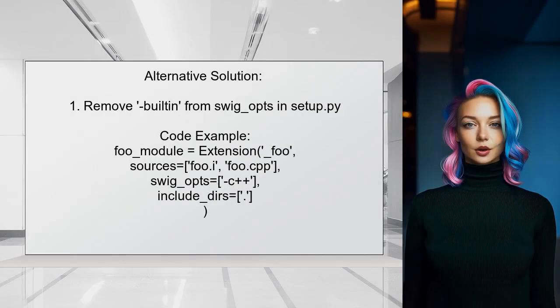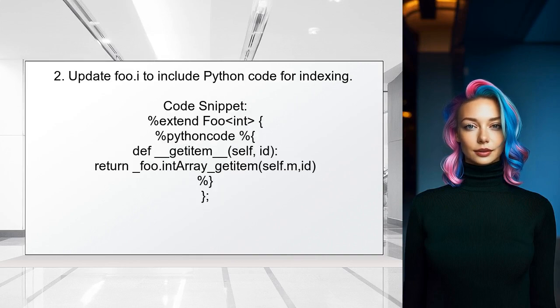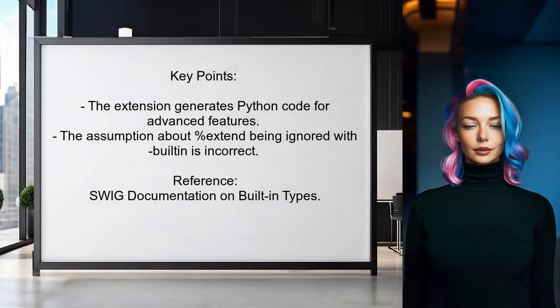An alternative solution provided by a user involves modifying the setup and interface files. They suggest removing the built-in option from the SWIG configuration, which allows the use of the extend feature effectively. This user emphasizes that the extension generates Python code, enabling more sophisticated functionalities. They clarify that the previous assumption about the extend feature being ignored with the built-in option was incorrect.